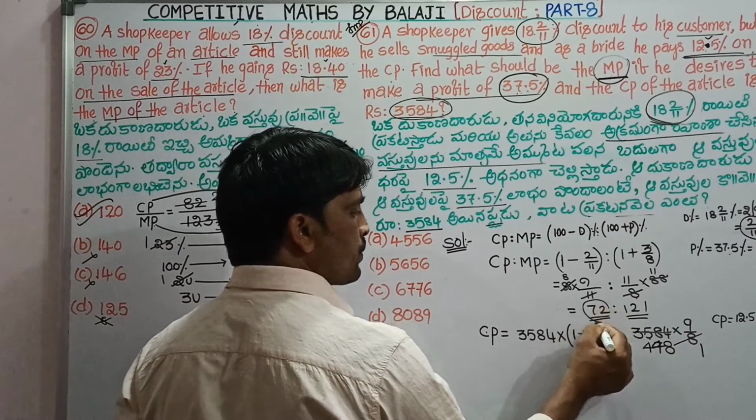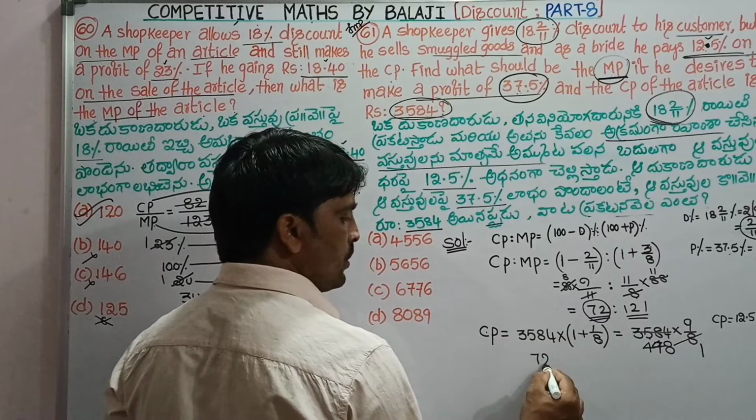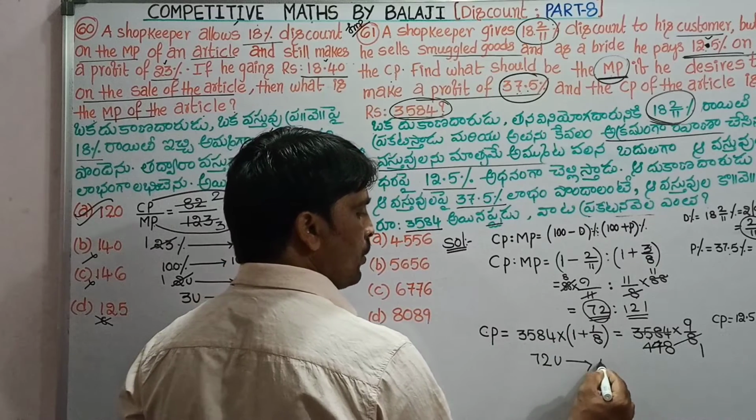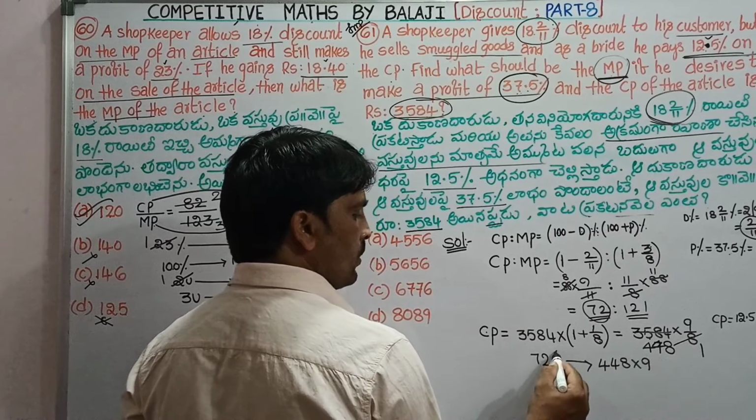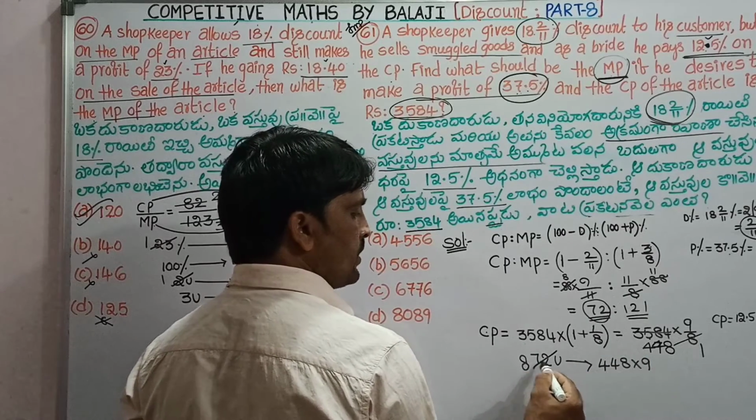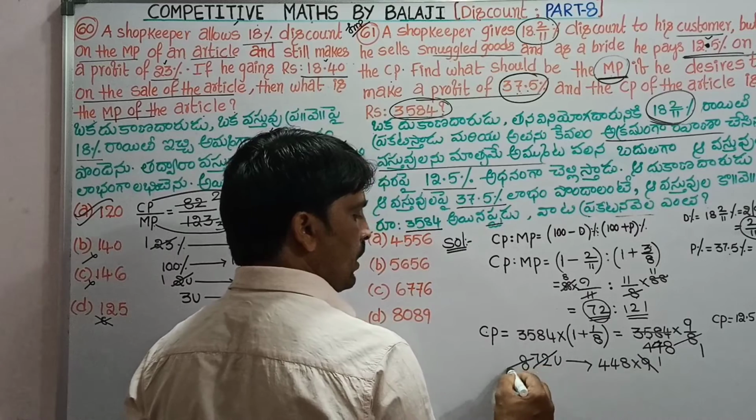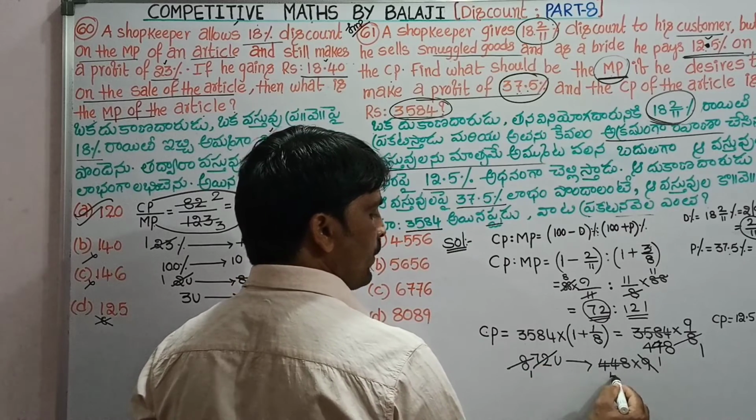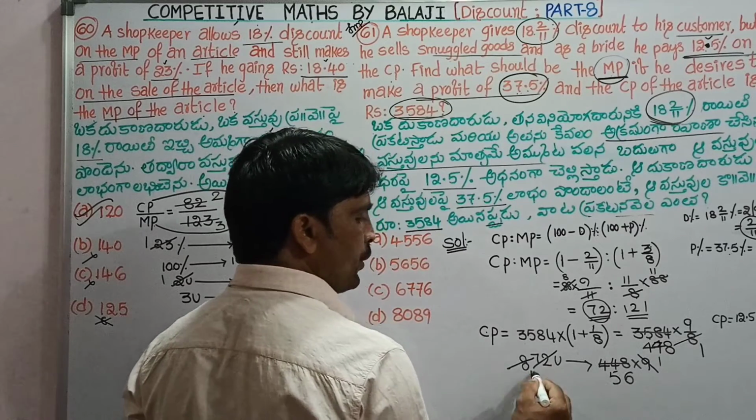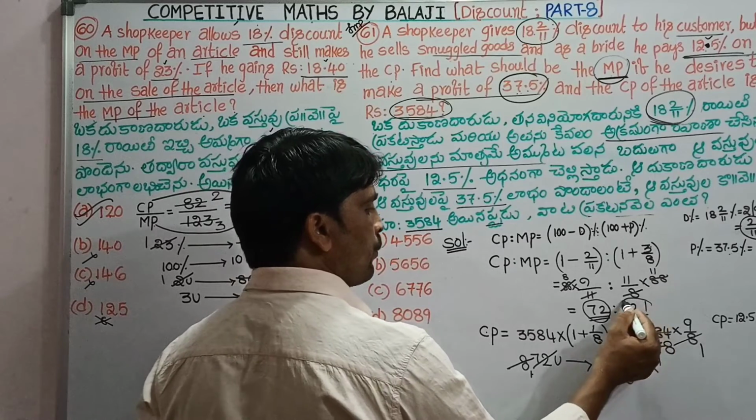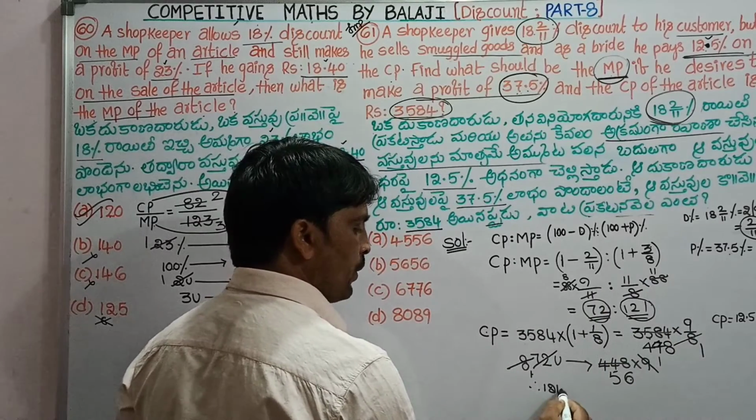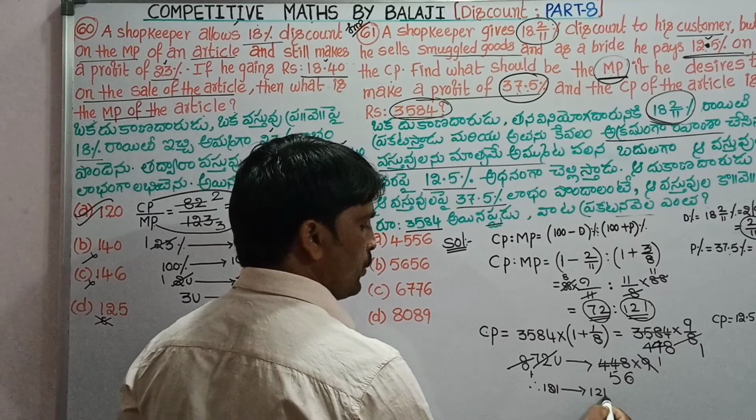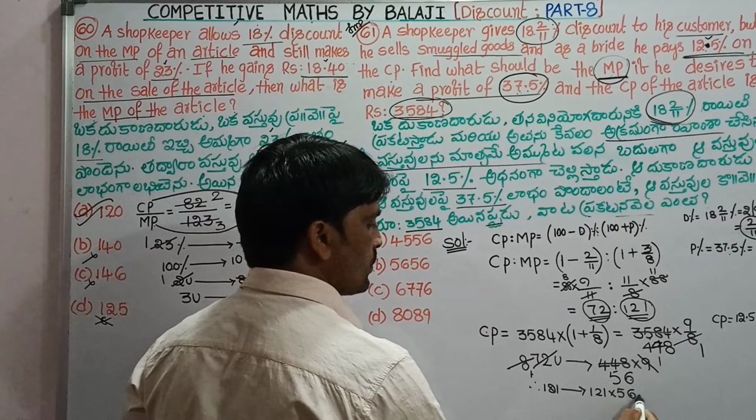That is, the cost price is 72 units. Therefore, 72 units value is 448 into 9 rupees. That is, 9 eights are 72, 9 ones are 8 ones are 8, 5s are 40, 8 sixes are 48. 1 unit value is 56. We have to find the 121 units value. Therefore, 121 units value is equal to 121 into 56.